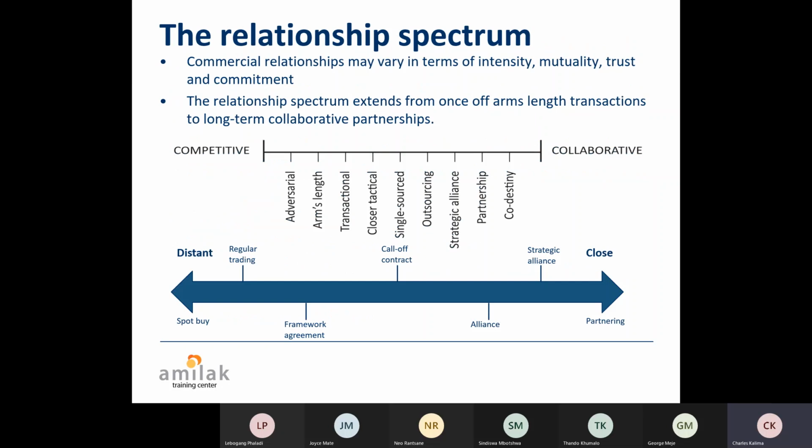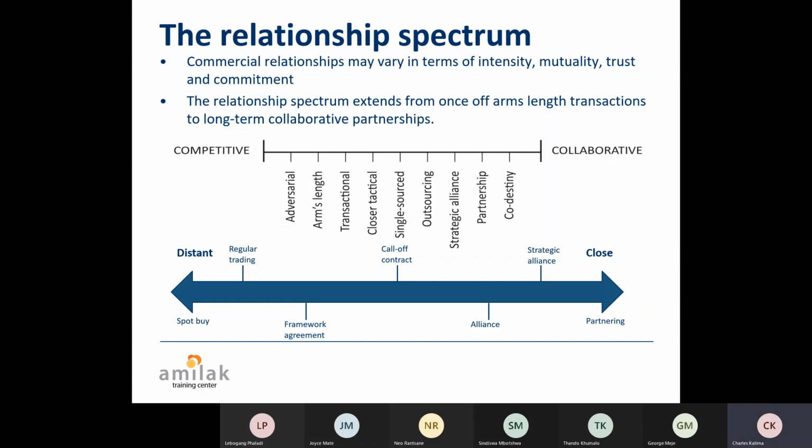Now, this is the famous relationship spectrum that you have. Depending on the nature of the transaction that you are dealing with, you can have anything from a competitive right to a collaborative type of relationship. And this one on the left indicates a distant type of relationship. The more competitive a relationship is, the more distant it will be. And the more collaborative a relationship, the closer the relationship will be with the supplier. So the distant type of relationship, where you do spot buying, is characterized by an adversarial type of relationship.